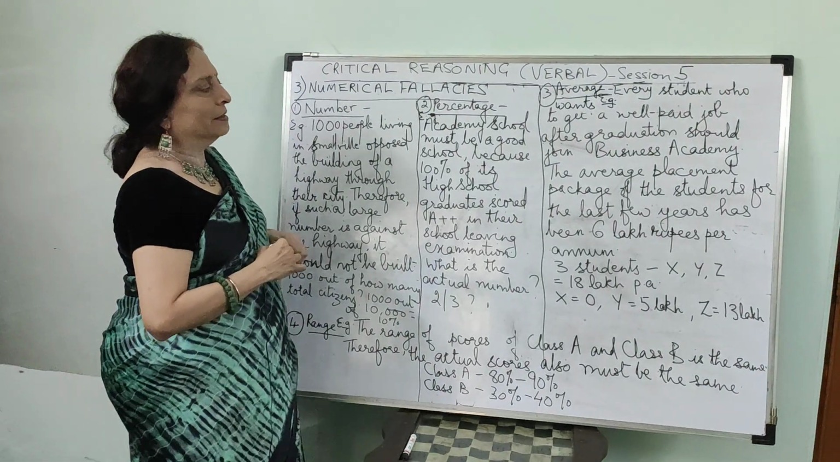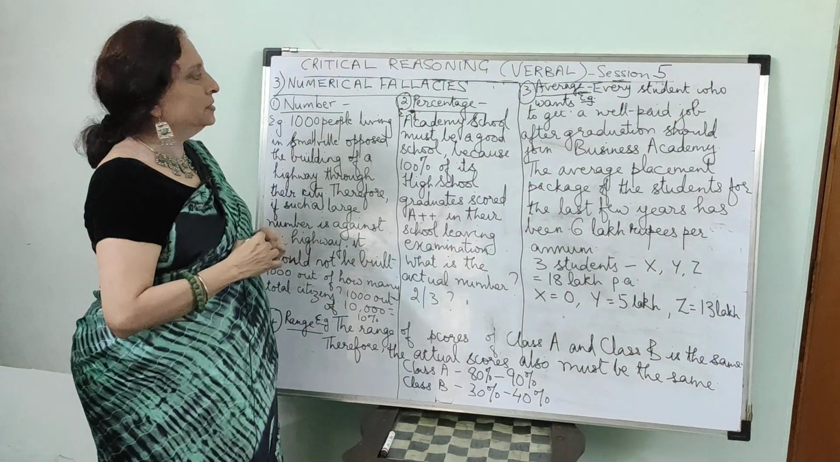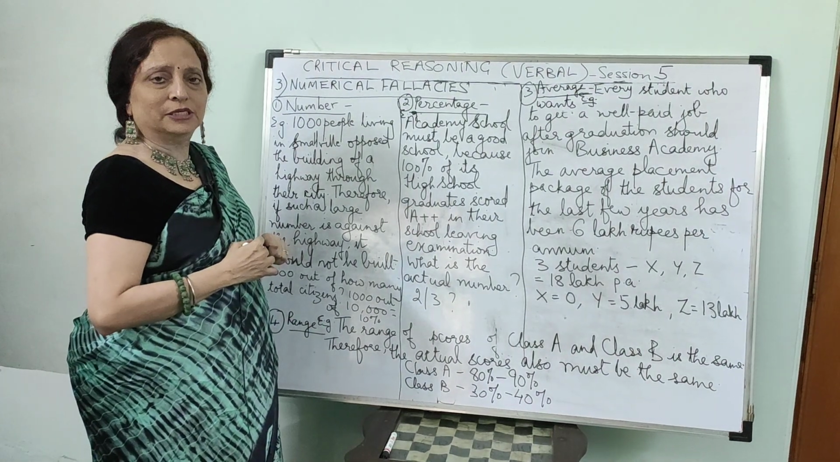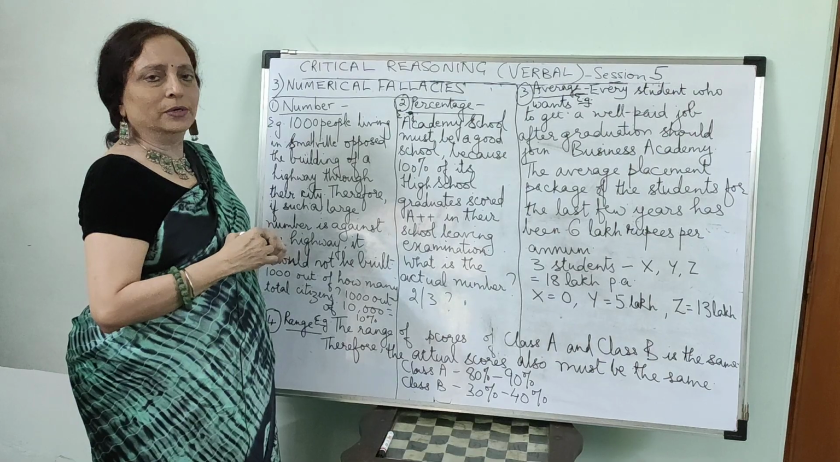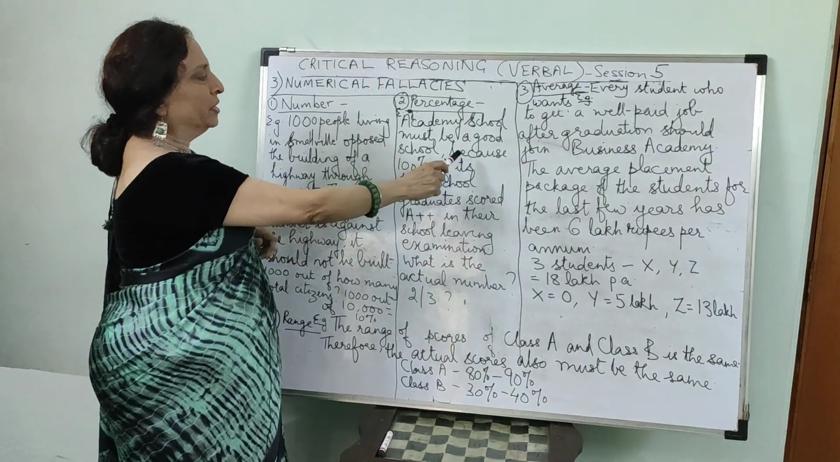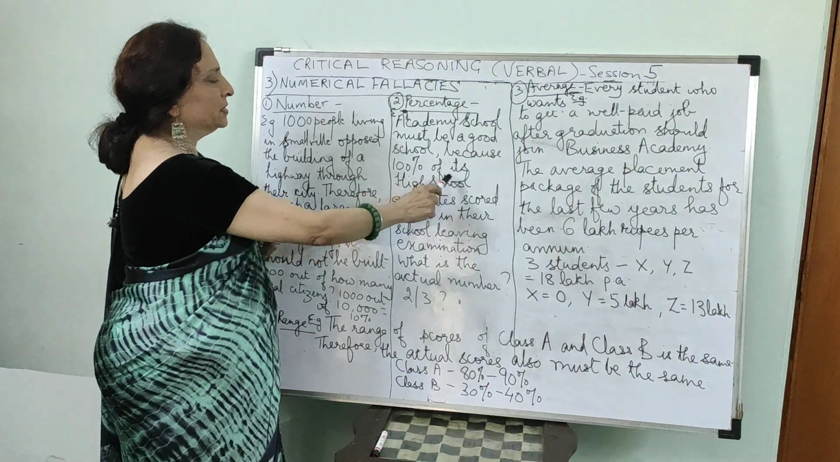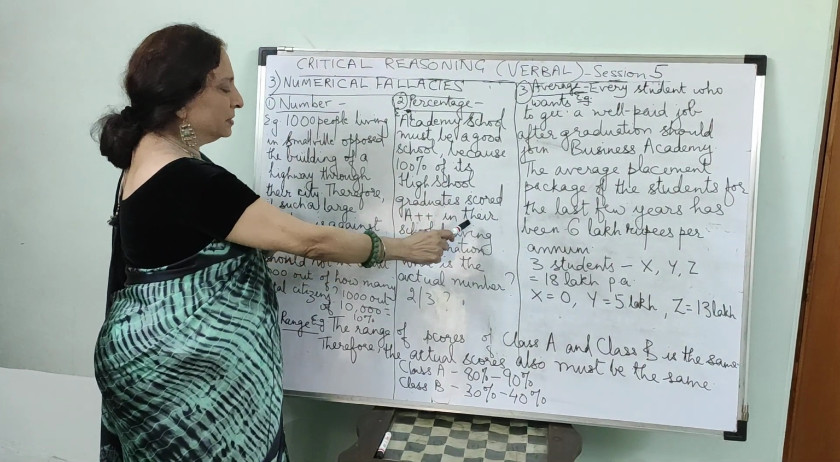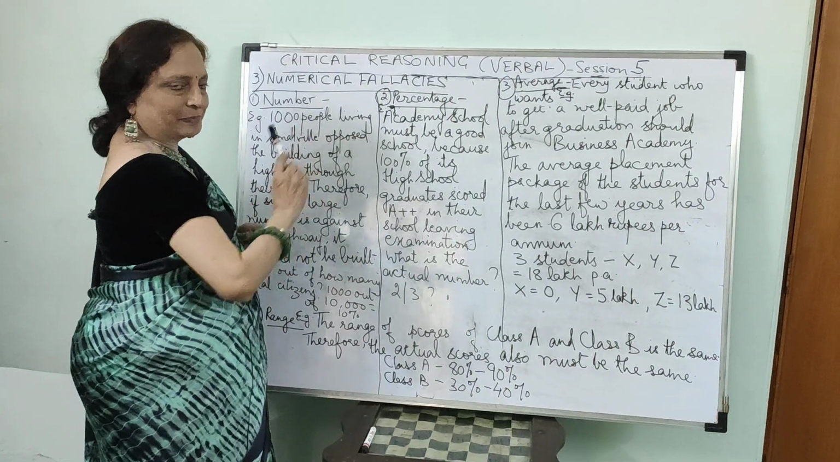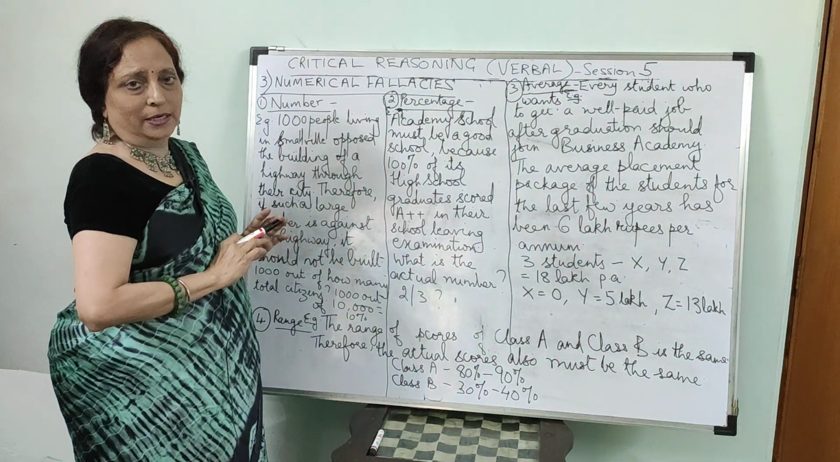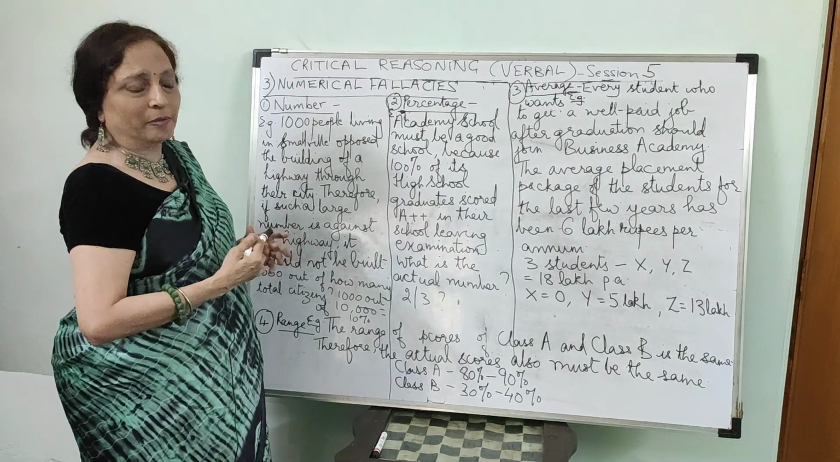The second term that needs to be checked is percentage. A very high percentage could still be a low number. For example, Academy School must be a good school because 100% of its high school graduates scored A++ in their school leaving examination. Now 100% means all the students who appeared. It does not mean that it could be a very big number.